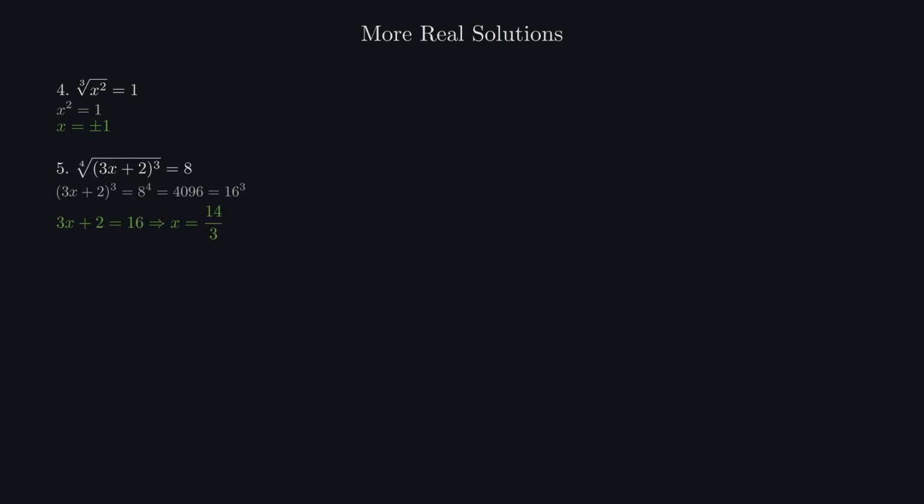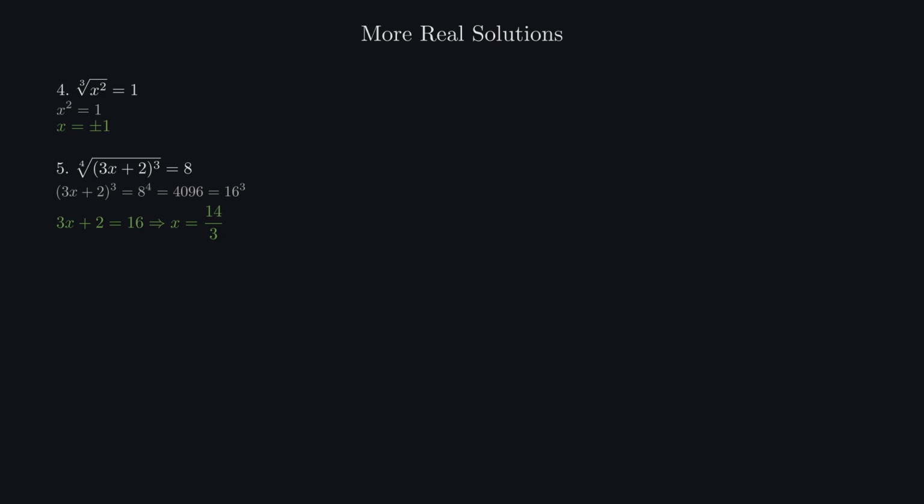Example 5. The fourth root of the quantity 3x plus 2 cubed equals 8. Raising both sides to the fourth power, 3x plus 2 cubed equals 4096, which is 16 cubed. So 3x plus 2 equals 16, giving x equals 14 thirds.